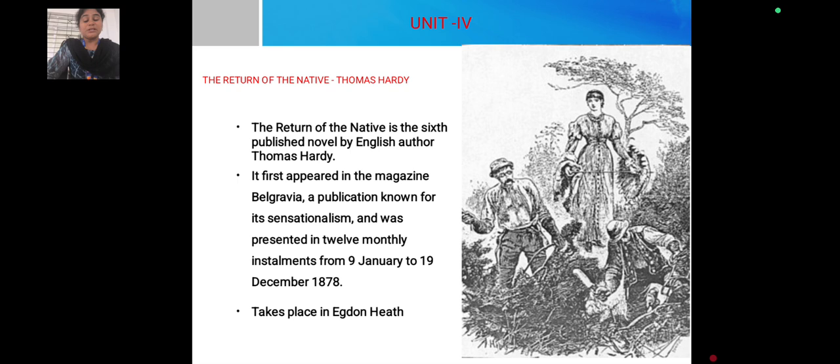Thomas Hardy's famous novel is The Mayor of Casterbridge, which everybody would like to read, and The Return of the Native is the 6th novel published by Thomas Hardy. It first appeared in the magazine Belgravia, a publication known for its sensationalism, and was presented in 12 monthly installments from January to December 1878. The setting of this novel takes place in Egdon Heath.